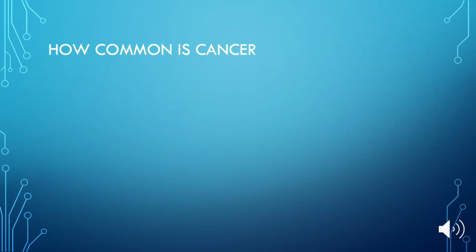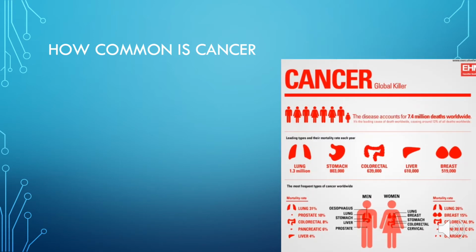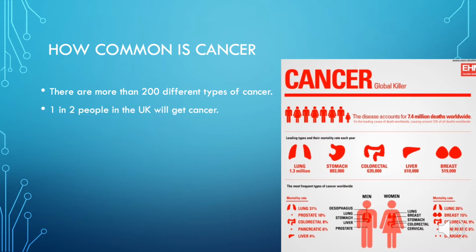So the next question is, how common is cancer? As this diagram shows, the disease accounts for around 7.4 million deaths worldwide. And there are different types of cancers. There are actually, in fact, over 200 different types of cancers. And how common is it? Well, unfortunately, 1 in 2 people in the UK will get cancer. That's 50% of the population, which is a large amount of people.